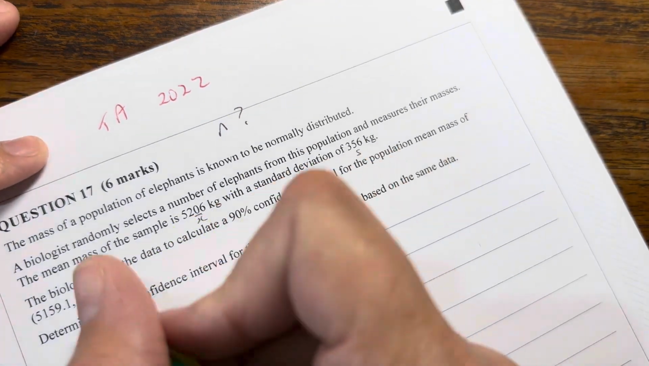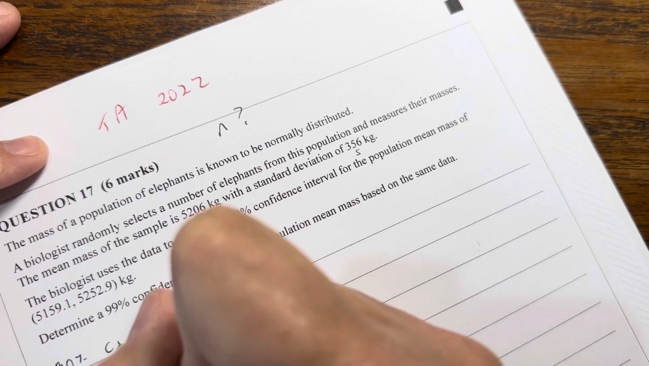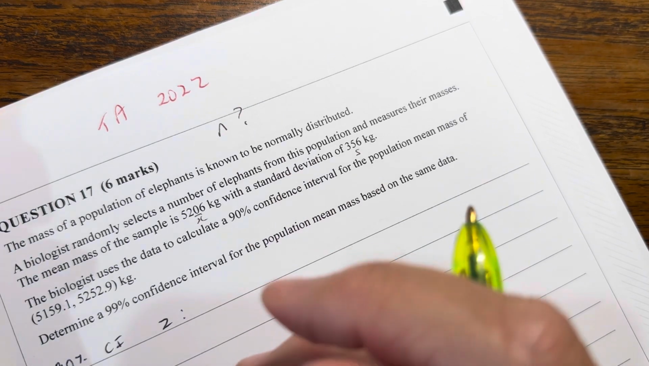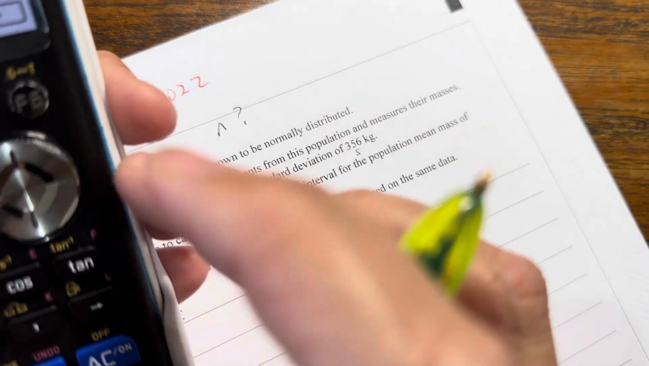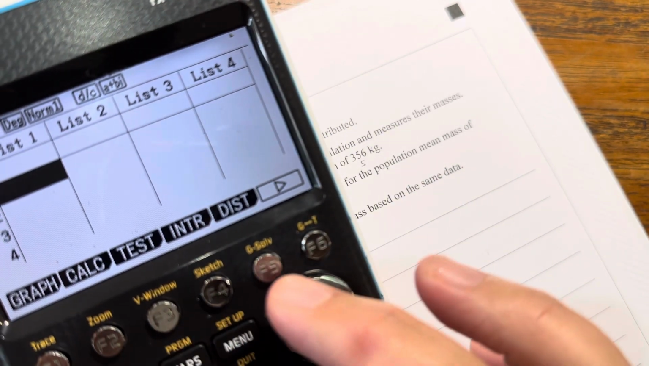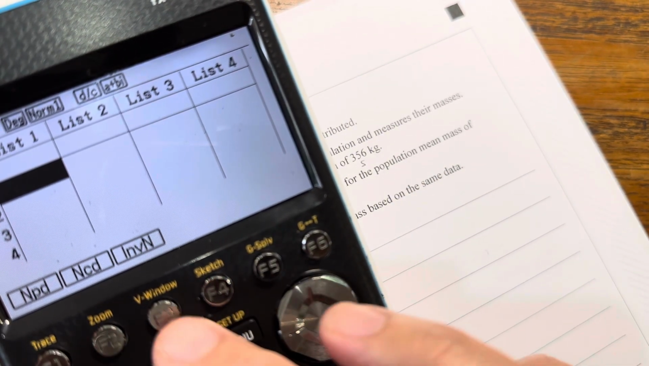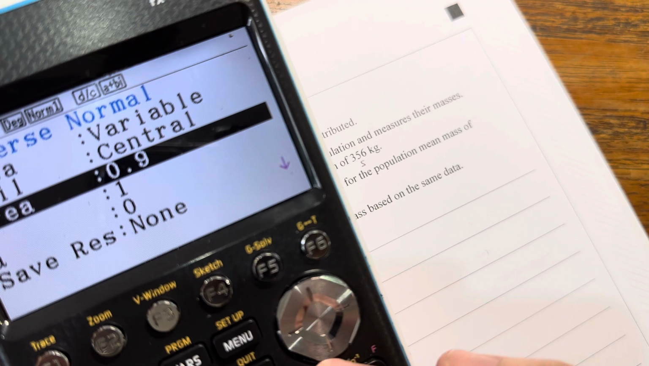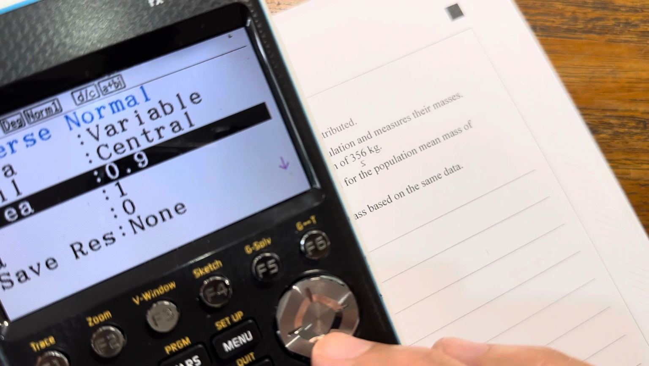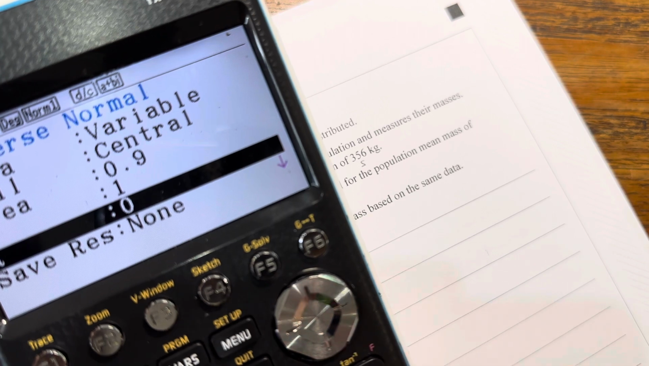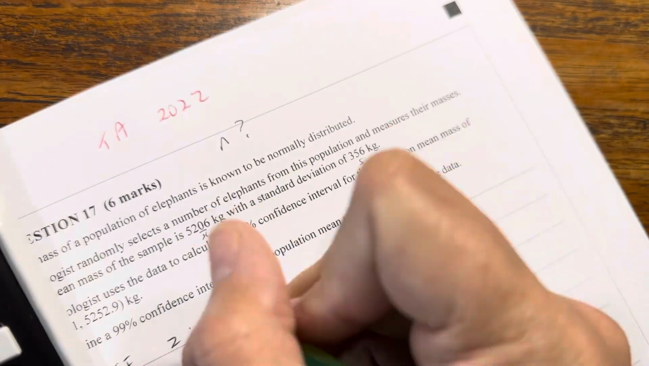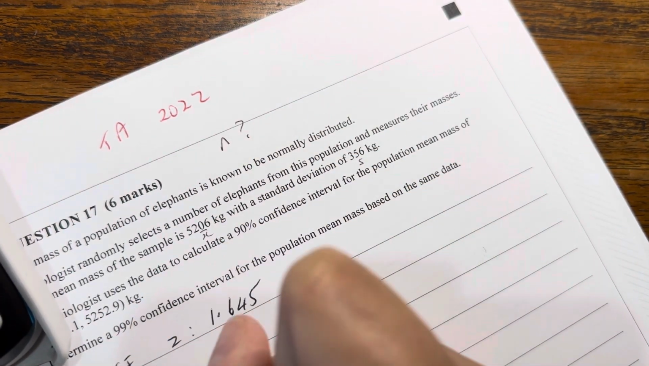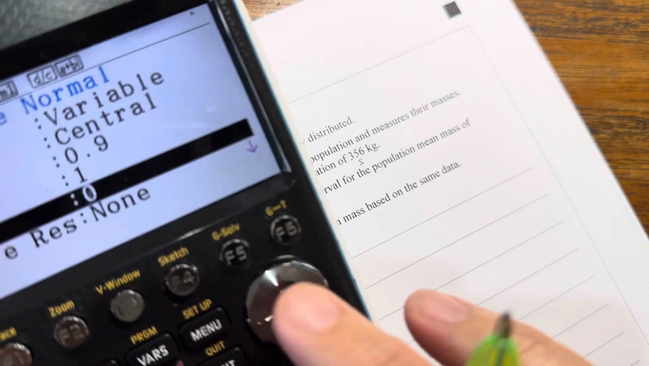So for this, we're going to need to know our Z scores. So for a 90% confidence interval, what's my Z score? Now, I know some of you will know them off by heart. If you don't know how to work out your Z score, go to your stats, go distribution normal, inverse, central. For a 90%, 0.9, standard deviation 1, mean of 0. And it gives us that the Z is 1.645.